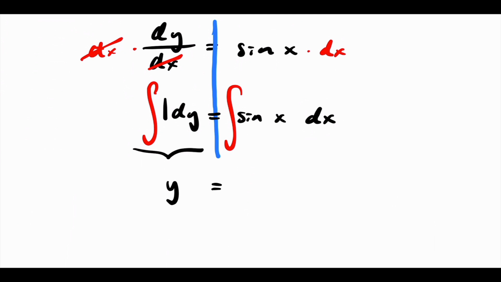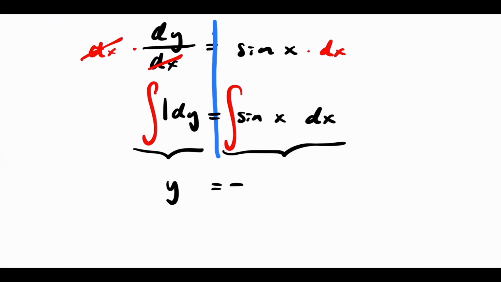The other side's a little more where we're used to seeing. What's the antiderivative of sine? Cosine. Yeah, because the derivative of cosine is sine. Wait, is that right? Or is it negative sine? I can never remember, so I want to make sure we do this right. Sorry, I looked at the wrong one.